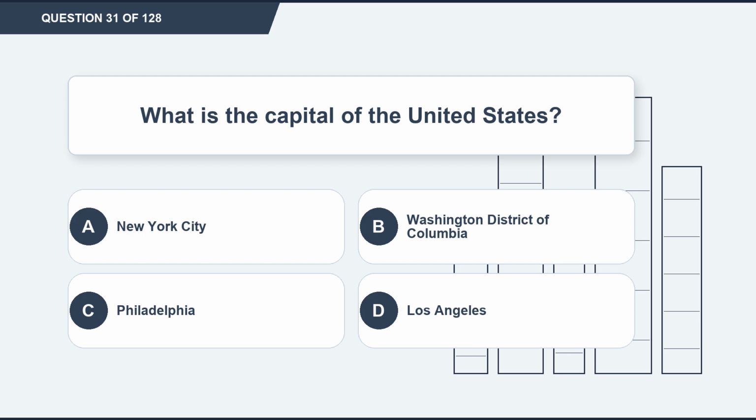Question 31. What is the capital of the United States? Option A. New York City. Option B. Washington District of Columbia. Option C. Philadelphia. Option D. Los Angeles. The correct answer is option B.